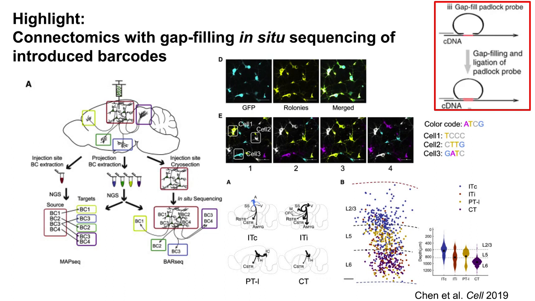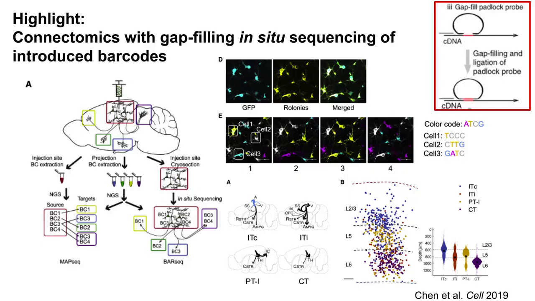They're able to see the individual cells' barcodes and link them up to projection maps, allowing them to generate these kind of connectomics data sets where you can classify the cells you've infected on the basis of their projection patterns to different brain regions.